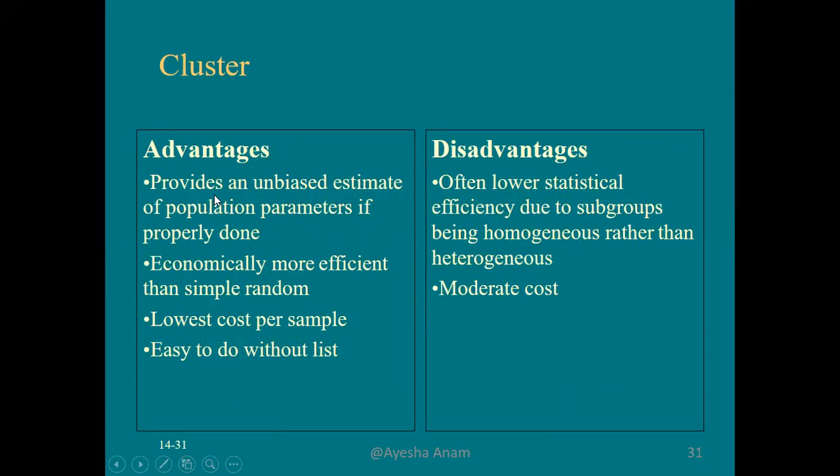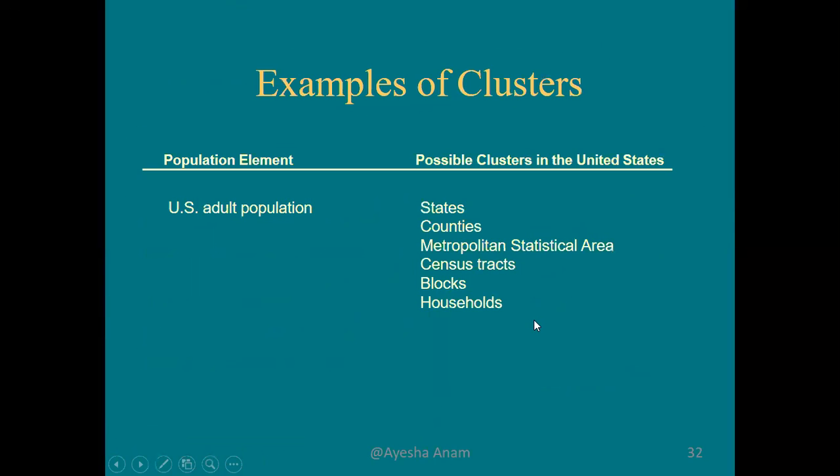Advantages: provides an unbiased estimate of population parameters if properly done, economically more efficient than simple random sampling, lowest cost per sample, easy to do without a list. Disadvantages: often lower statistical efficiency due to subgroups being homogeneous rather than heterogeneous, moderate cost.